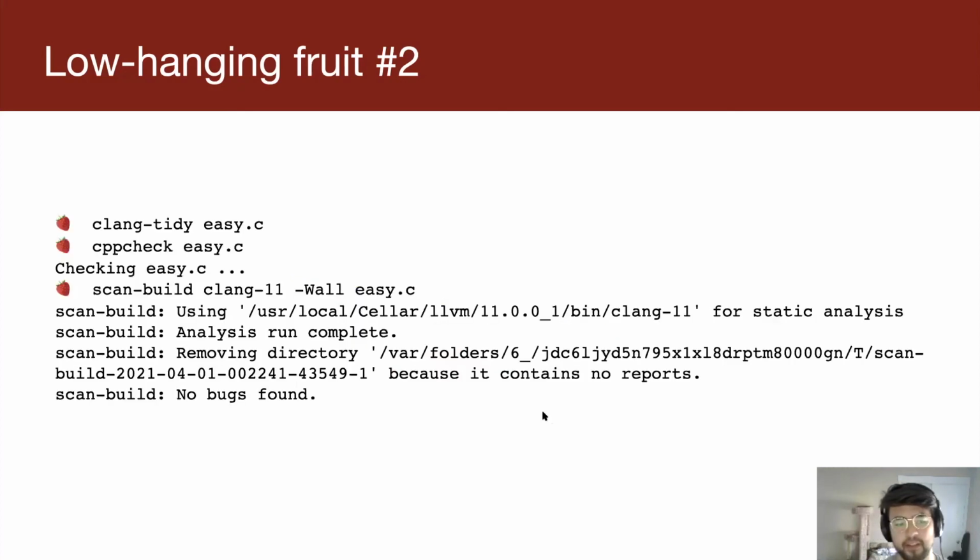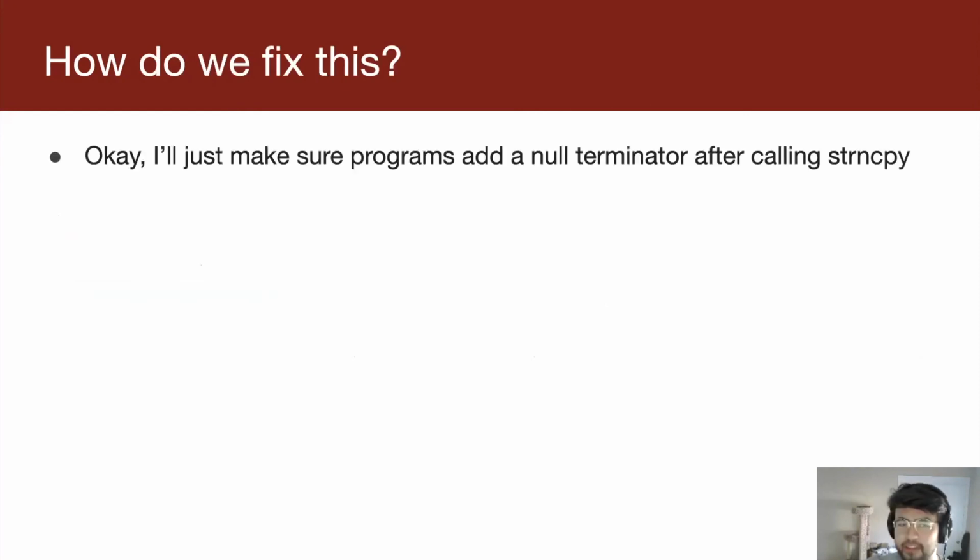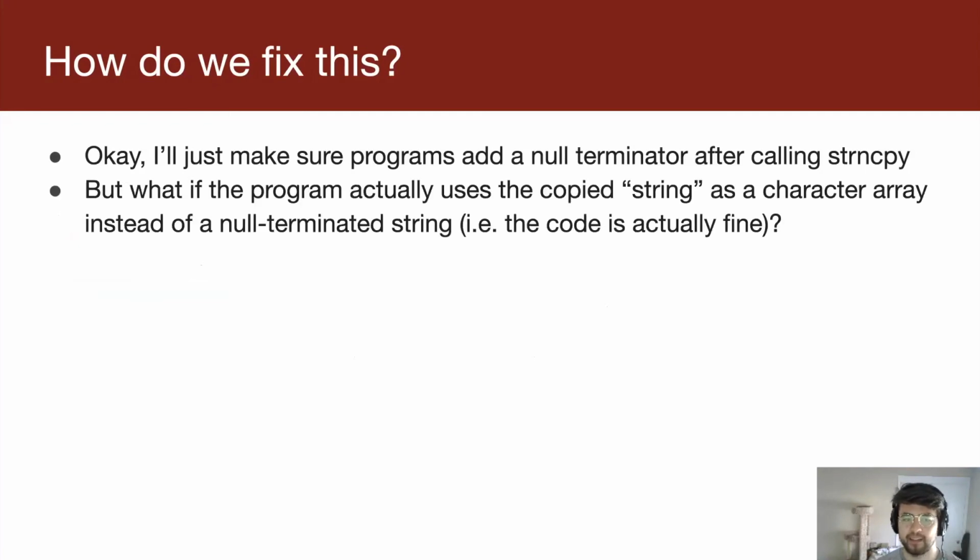And we run this through our static analyzers, and they're like, oh, cool, everything's fine, no problems here. And you're like, what? How do we fix this? Well, let's just add a rule, right? Add more rules. I'll just make sure that programs add a null terminator after calling strncpy. If you call strncpy, you have to make sure that you have a null after that. But what about programs that, so our program, it used strncpy, and then it used the result as a string. Like we were expecting there to be a null terminator.